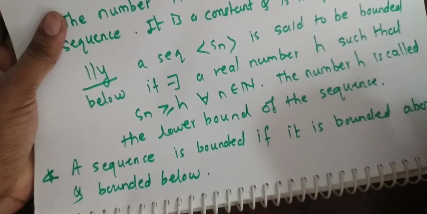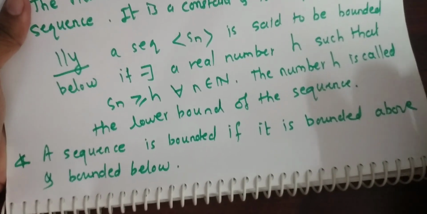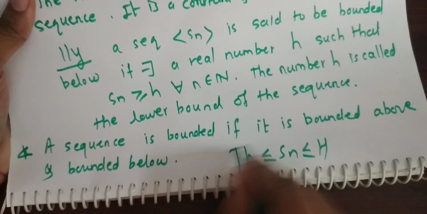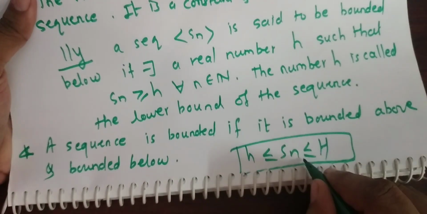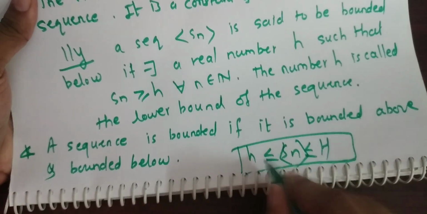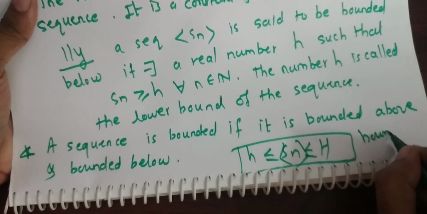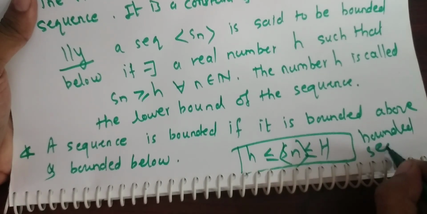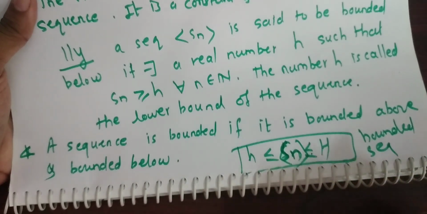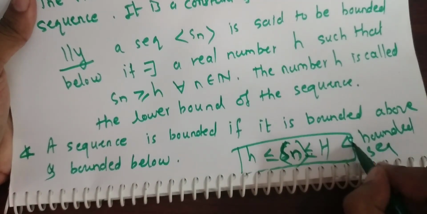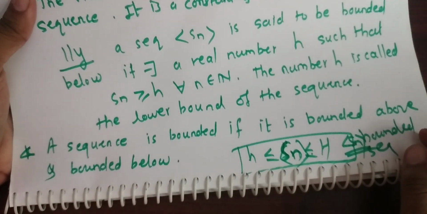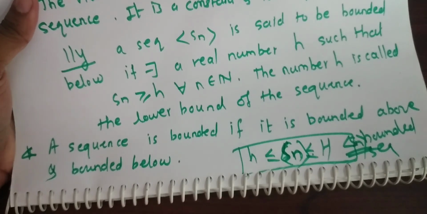म्हणजे ज्या सिक्वेन्सला लोअर बाउंड पण आहे आणि अप्पर बाउंड पण आहे, तर ह्या सिक्वेन्सला म्हणायचं बाउंडेड सिक्वेन्स. This sequence is called bounded sequence. Here Sn is the nth term: h is less than or equal to Sn is less than or equal to H. This sequence Sn is called bounded sequence. In next lecture we will see examples of bounded sequences. Thank you.